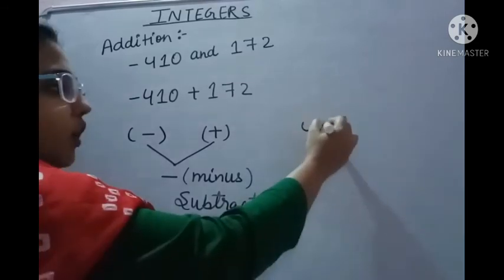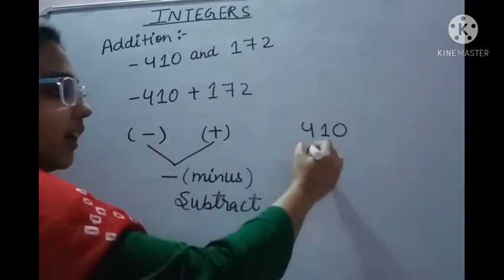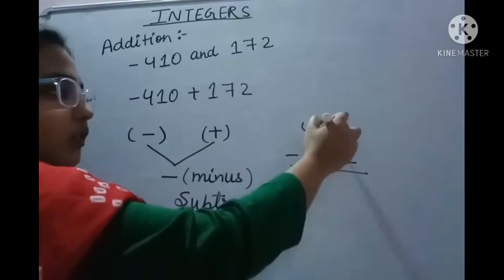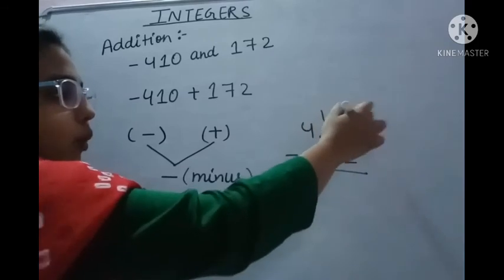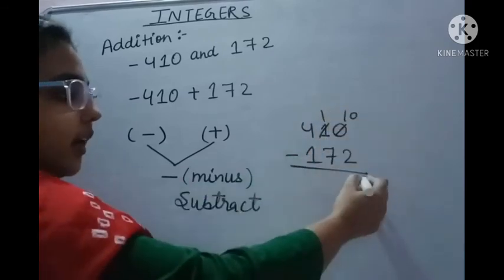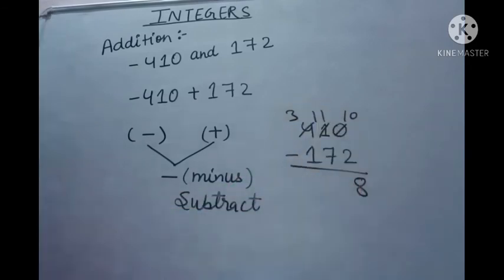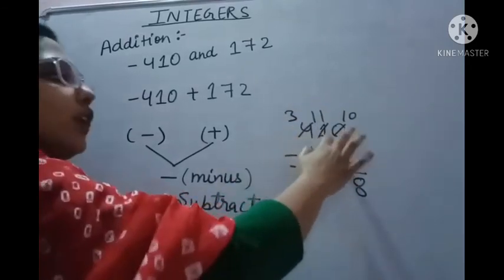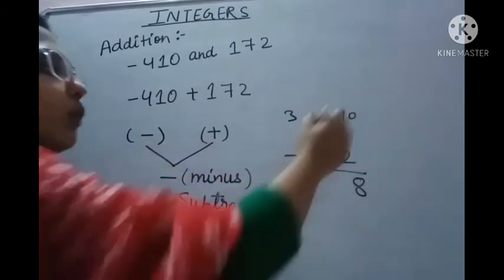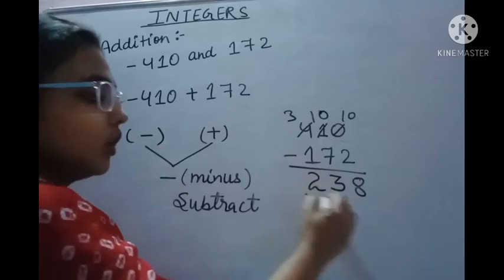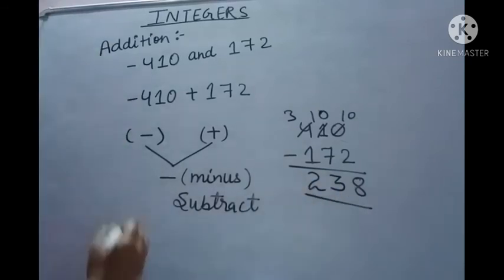So what will we do? From 410 we will subtract 172. Let's subtract it. 0 minus 2 you cannot do, so let's take one borrow. 10 minus 2 is 8. Again we need to take one borrow. 10 minus 7 is 3. 3 minus 1 is 2. What sign will you get here? You just got the answer as 238.